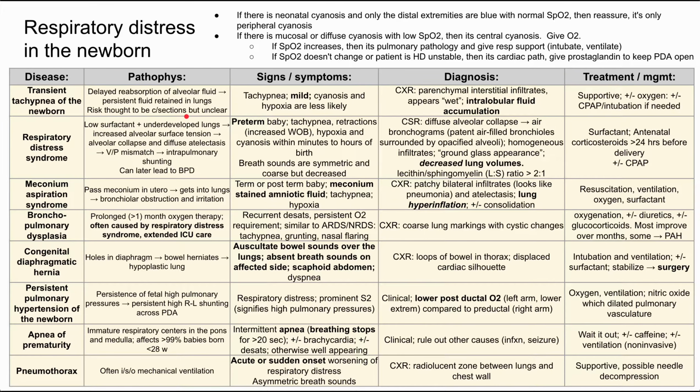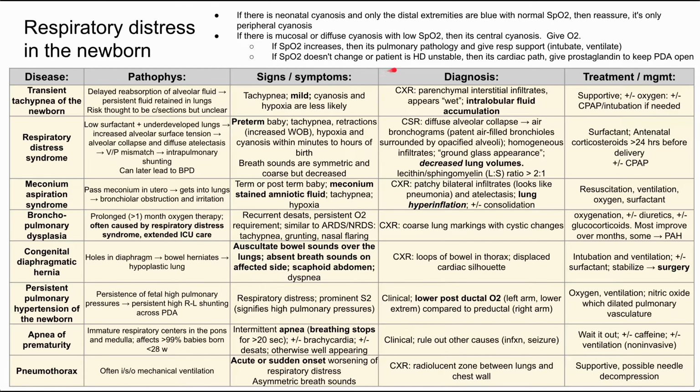The symptoms here are tachypnea. Usually it's more mild than the others on this list. They can have cyanosis, they can have hypoxia, but that's less likely. So really just, baby's grunting, baby's breathing heavy, breathing fast, mild tachypnea.